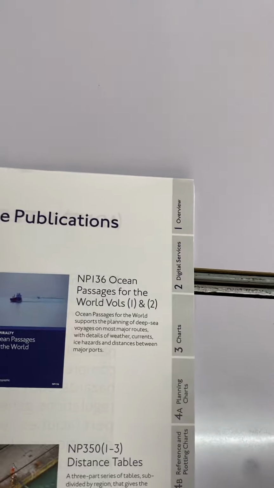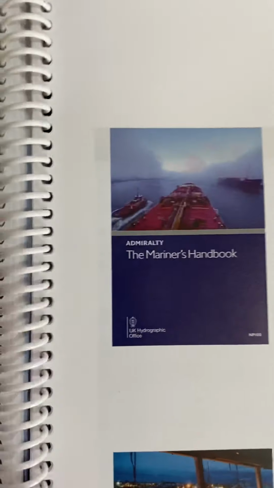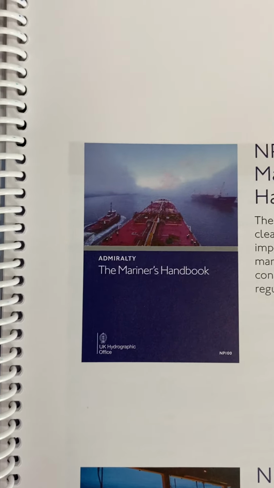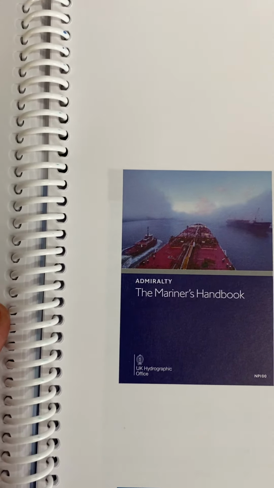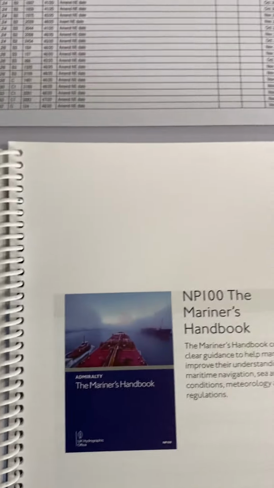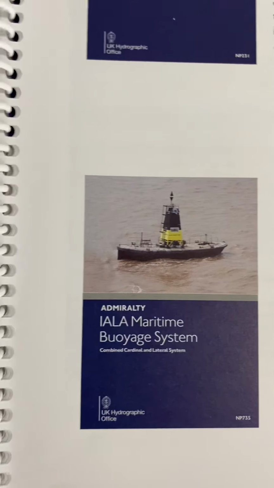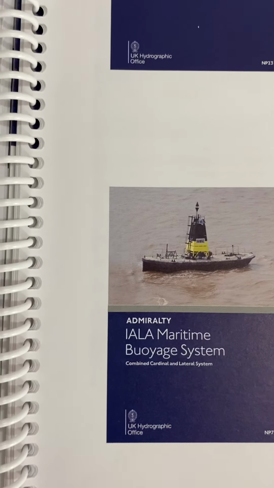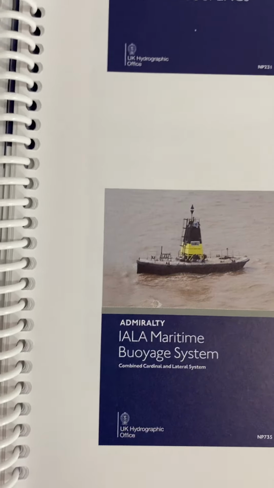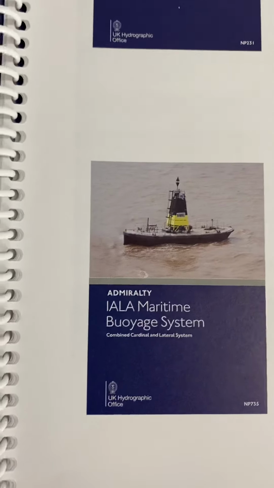Then we have on this portion the reference publications. We have the Mariner's Handbook. It contains clear guidance to help mariners improve their understanding of maritime navigation, sea, and ice conditions. Then we have also the IALA NP735, which normally we take in NAV2. It provides information on the cardinal and lateral buoyage system, so it helps the bridge officer to clearly fix position and avoid danger.